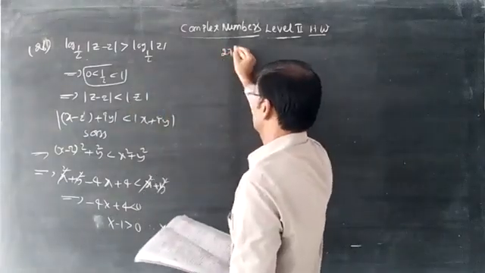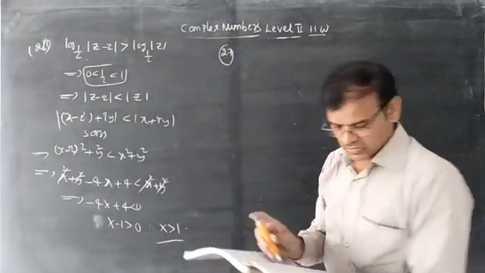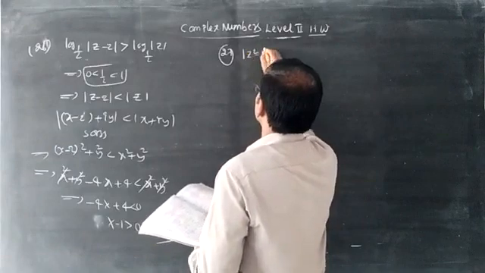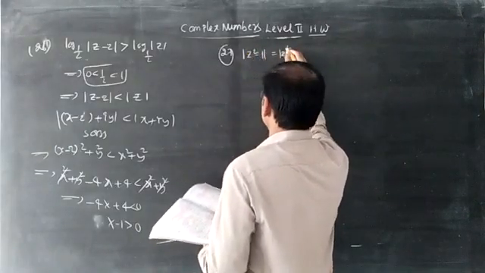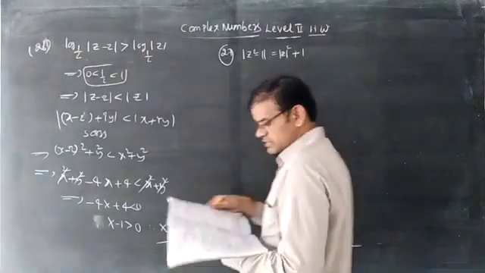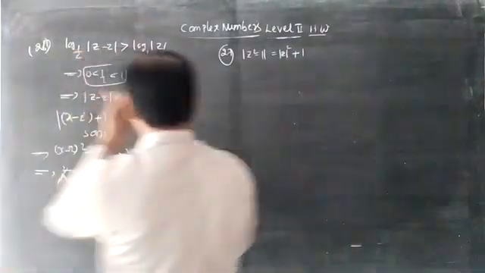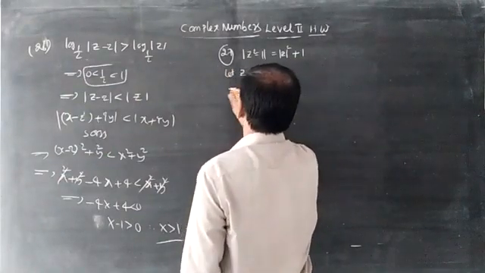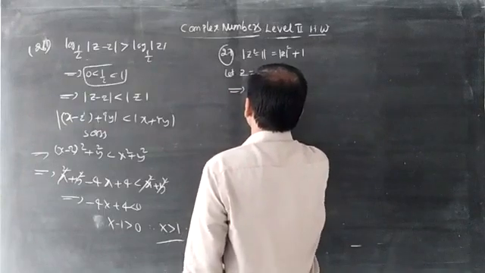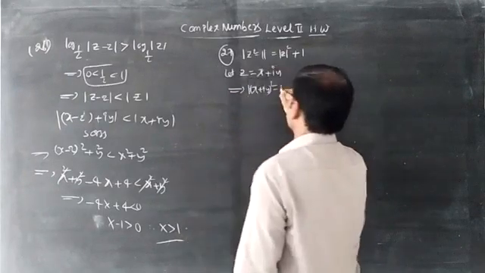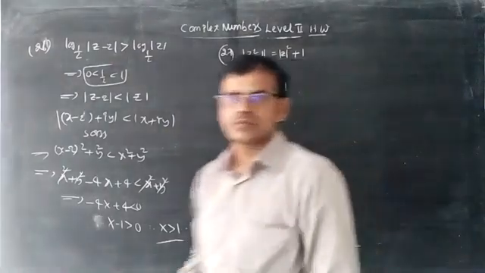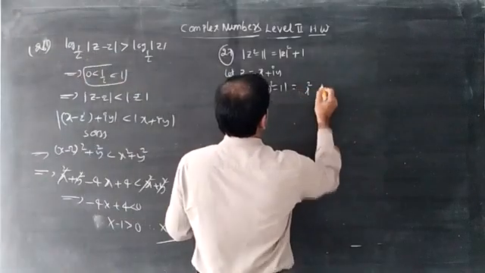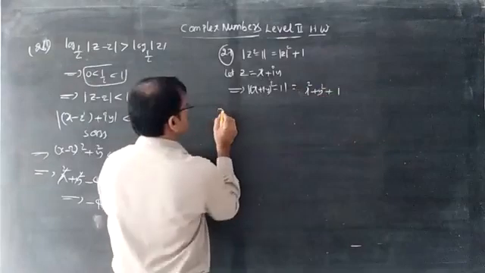Seventh question. Modulus of z square minus 1 is equal to modulus of z whole square plus 1. Then z lies on what? Let z is equal to x plus iy. You can understand here, modulus of x plus iy whole square minus 1 is equal to x square plus y square plus 1.